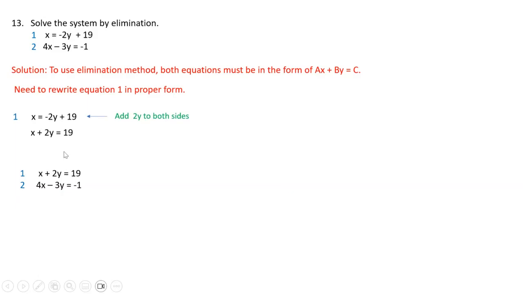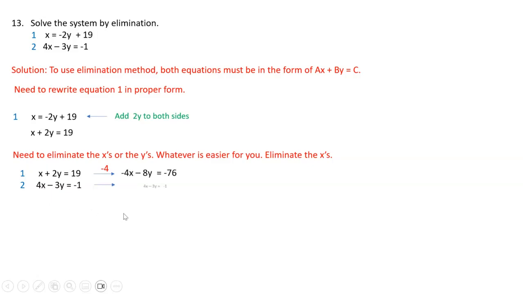Now for the elimination method, you have to cancel the x's or the y's. In my opinion, it's easier to cancel the x's, which means I'm going to multiply the first equation by -4. Why -4? Because -4 times x will give us -4x, and then when we add it to 4x, they'll be eliminated. So we just bring down equation number 2. So we add them, the x's are eliminated, and we're left with -11y = -77.